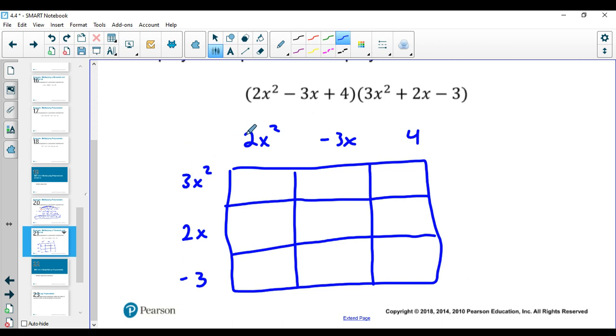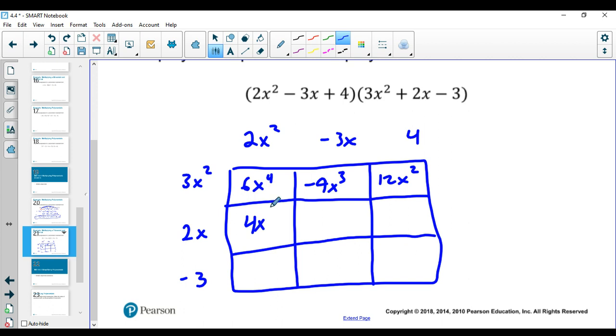So 3x squared times 2x squared is going to be 6x to the fourth. X squared times x squared is x to the fourth. 3x squared times negative 3x is going to be negative 9. And then x squared times x is x cubed. 3x squared times 4 is going to be 12x squared. And you just do that for the rest of these boxes.